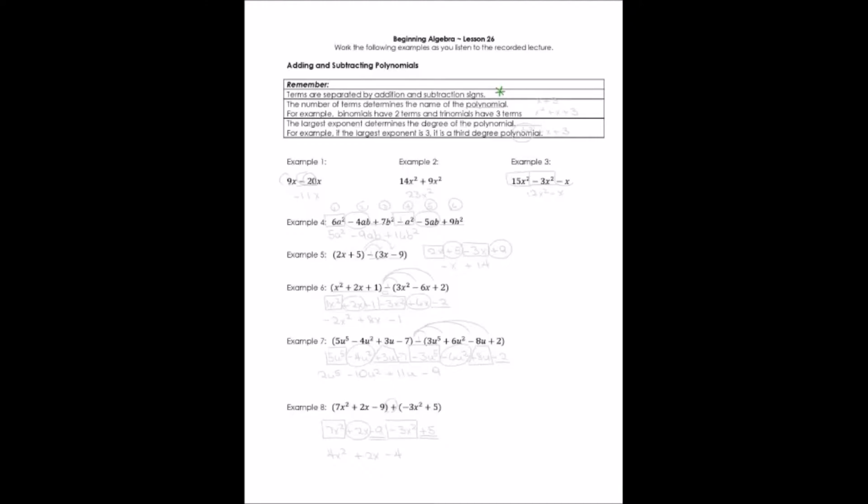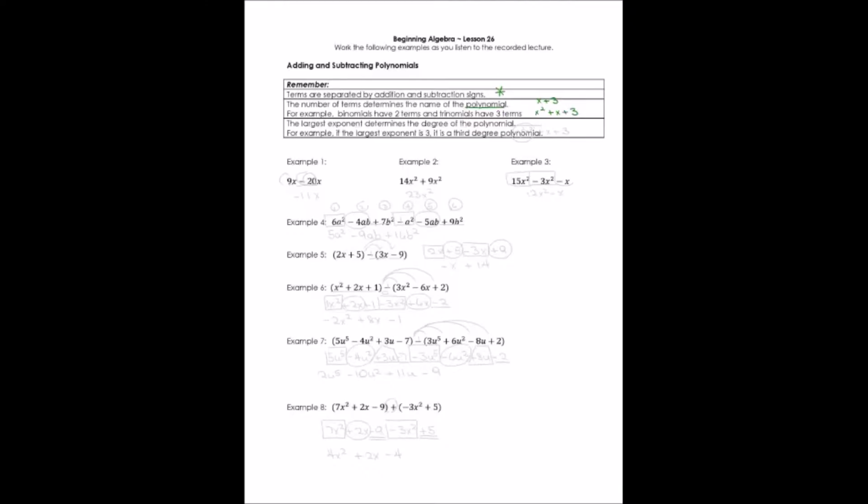The next thing I want you to know is that the number of terms determines the name of a polynomial. A polynomial means it has multiple terms. An example would be a binomial, something that had two terms. For example, x plus 3 would be a binomial. A trinomial would have three terms. For example, x squared plus x plus 3 would be a trinomial.